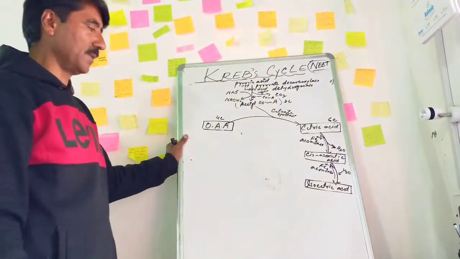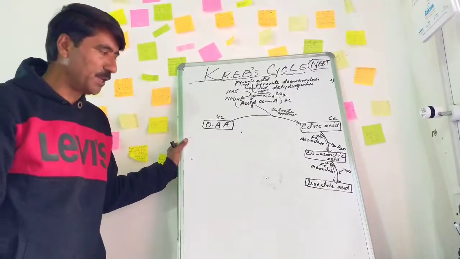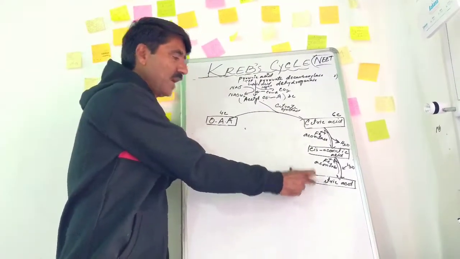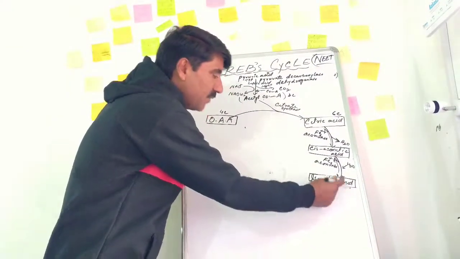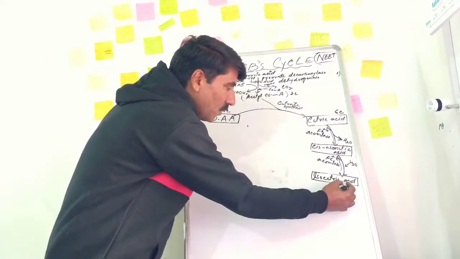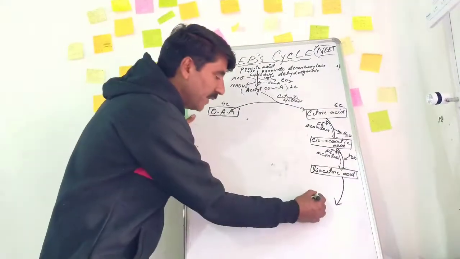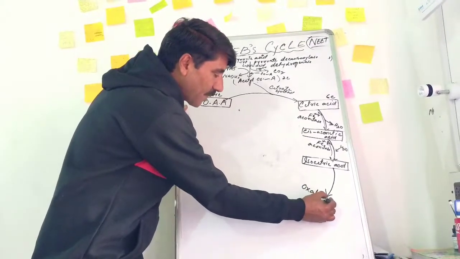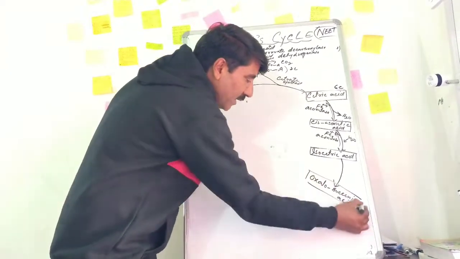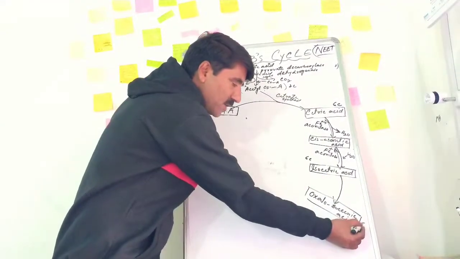Now this isocitric acid undergoes decarboxylation and dehydrogenation. First dehydrogenation, then decarboxylation. The enzyme is isocitrate dehydrogenase complex. This is actually both a dehydrogenating enzyme and a decarboxylating enzyme. Now here first dehydrogenation takes place and isocitric acid gets converted into oxalosuccinic acid, or oxalosuccinate. Remember, this is a 6-carbon compound and this is also a 6-carbon compound.